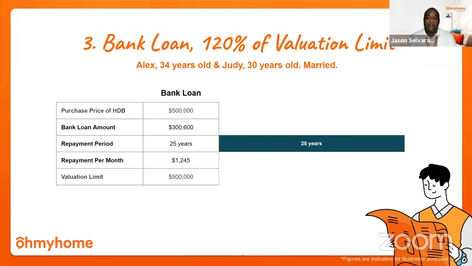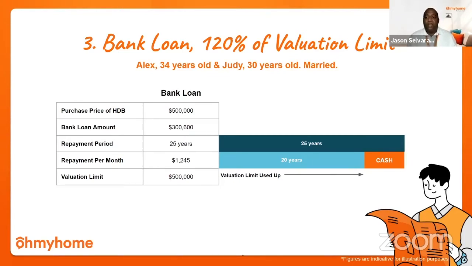Now, because they are taking up a bank loan of $300,600 with the same repayment period over 25 years, the monthly repayment now will be $1,245 because of the lower interest rates. Now, they intend to service this loan solely using their CPF.